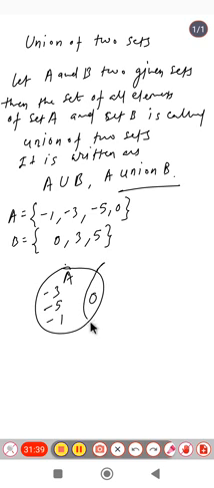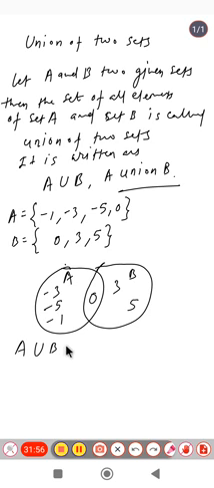Now we have this set B also, here it's 0, 3 and 5. Okay, so we have two different sets having the common element 0. Now what is the union? Union is nothing but when we say A union B, what we have to do is put all those elements in a single set.